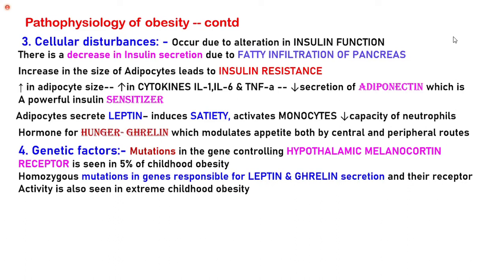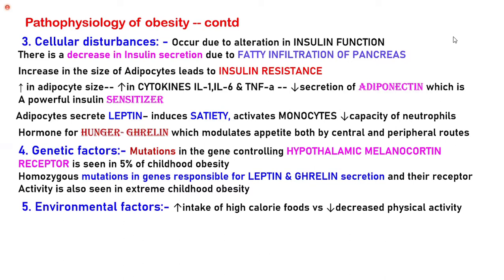So homozygous mutations in genes of leptin and ghrelin is also one of the genetic factors. That is why in some families, all the people will be obese. The entire family, father, mother, children and grandchildren, everybody will be obese. That is all because of the genetic factor of these two hormones.